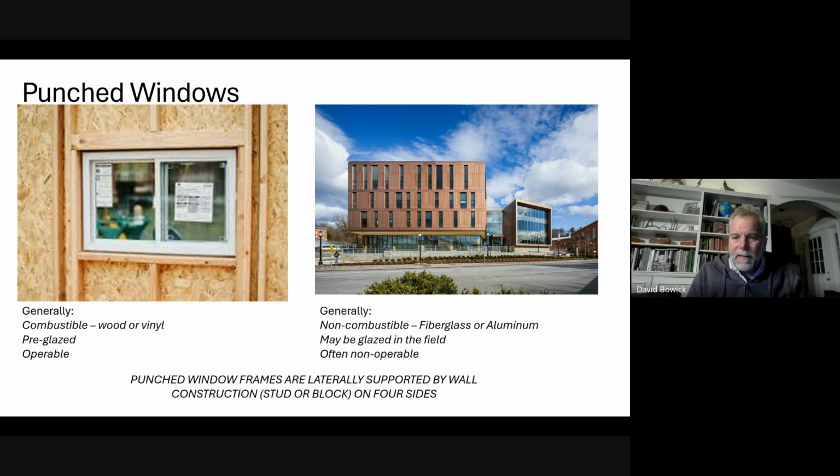In a commercial building, they are generally non-combustible, fiberglass or aluminum. They may or may not be pre-glazed. They may be glazed in the field, and they are often non-operable. So punched windows span to the framing. The framing might be wood, it might be steel stud, it might be concrete block, it might be concrete.